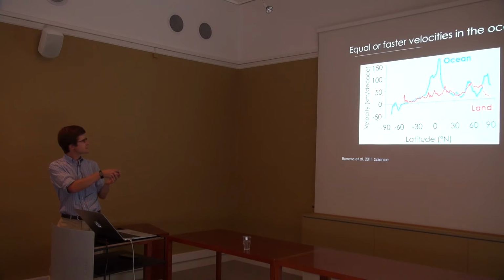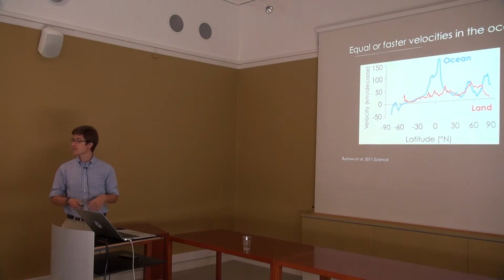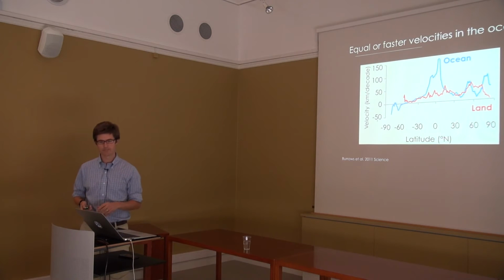Here, climate velocities are on the vertical axis, again from the South Pole to the equator to the North Pole. In red, you can see climate velocities on land. These are latitudinal averages. And in the ocean, you can see that in some places, they're actually much faster than you see on land. Other places, they're about equivalent.